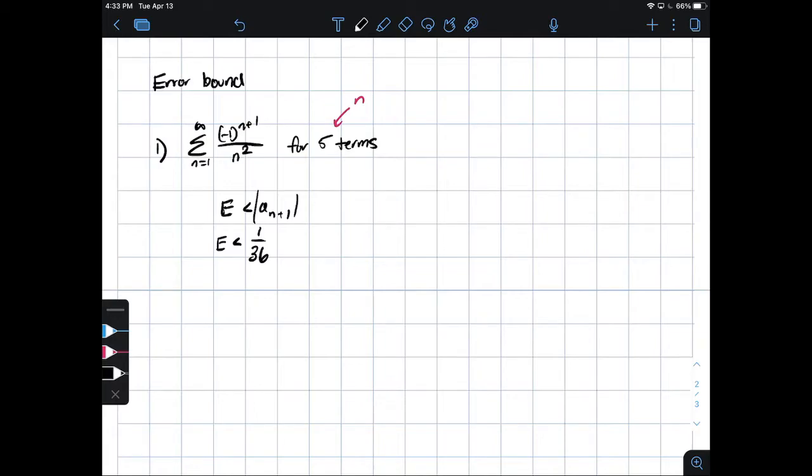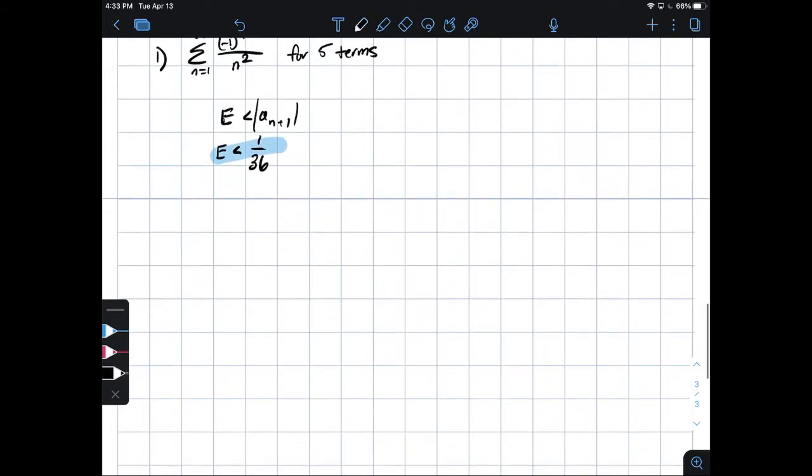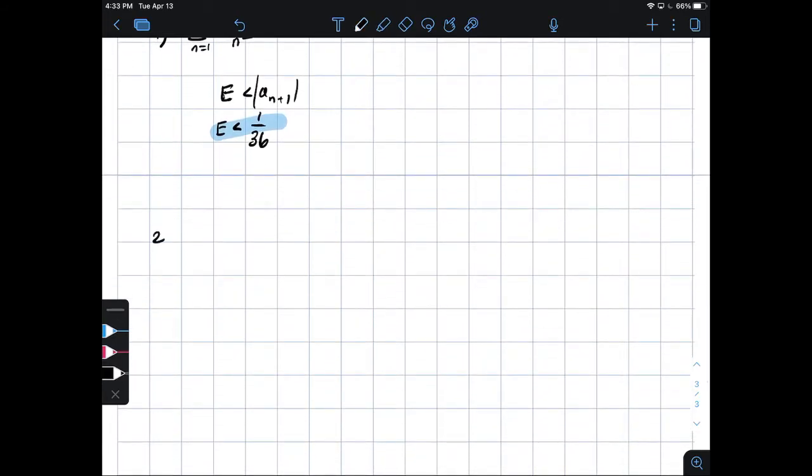But then, of course, you're taking the absolute value of that. So that is simply that problem. Error does get a little more complicated at times, but it's okay. Now we're going to do an interval of convergence problem.